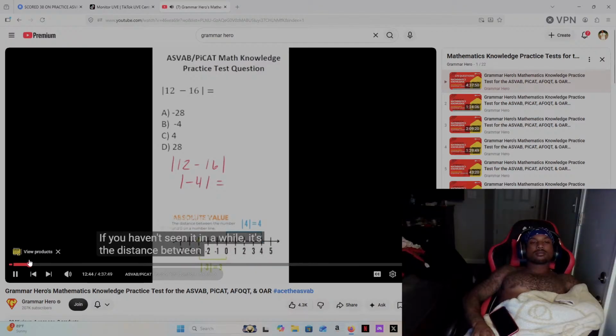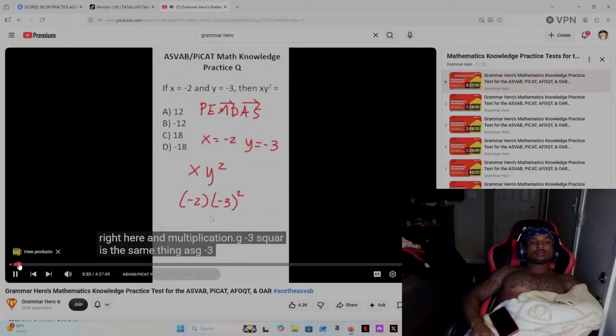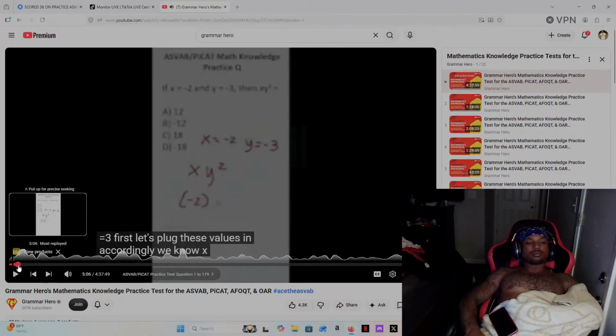It's the distance between the number and 0 on the number line. It is the same thing as -3 times -3. A negative times a negative is going to be a positive, so this becomes -2 times.